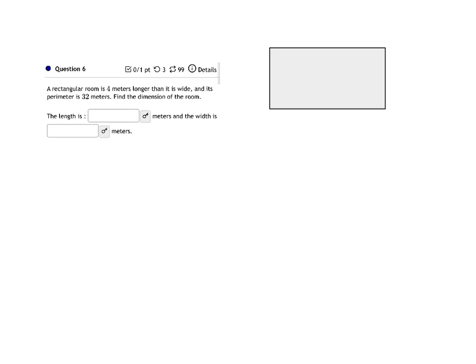On a rectangle, the length is usually the longest part and the width is the shorter part. So in this problem, it says a rectangular room is 4 meters longer than it is wide. So that makes sense. Now, it doesn't tell us how wide it is. So we're going to put the shorter part as x. And this part is going to be 4 meters longer. So that's x plus 4.